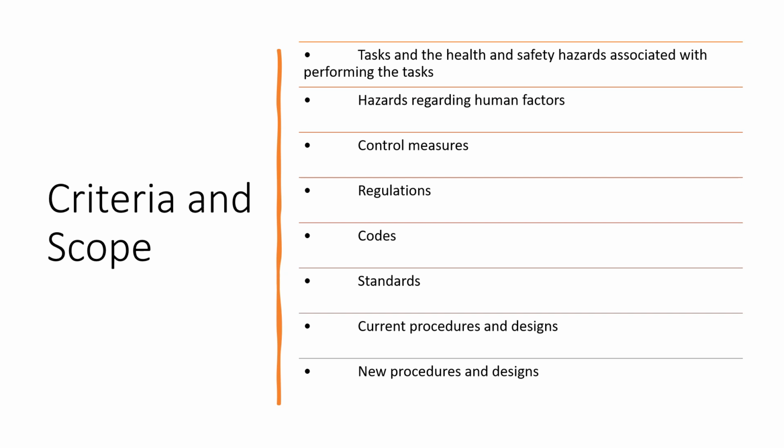So the team will be looking at the task and the health and safety hazards associated with performing the task, hazards regarding human factors, control measures, the regulations, codes, standards, current procedures and designs, new procedures and designs. This is all in the ANSI Z10 part of the management of change review.